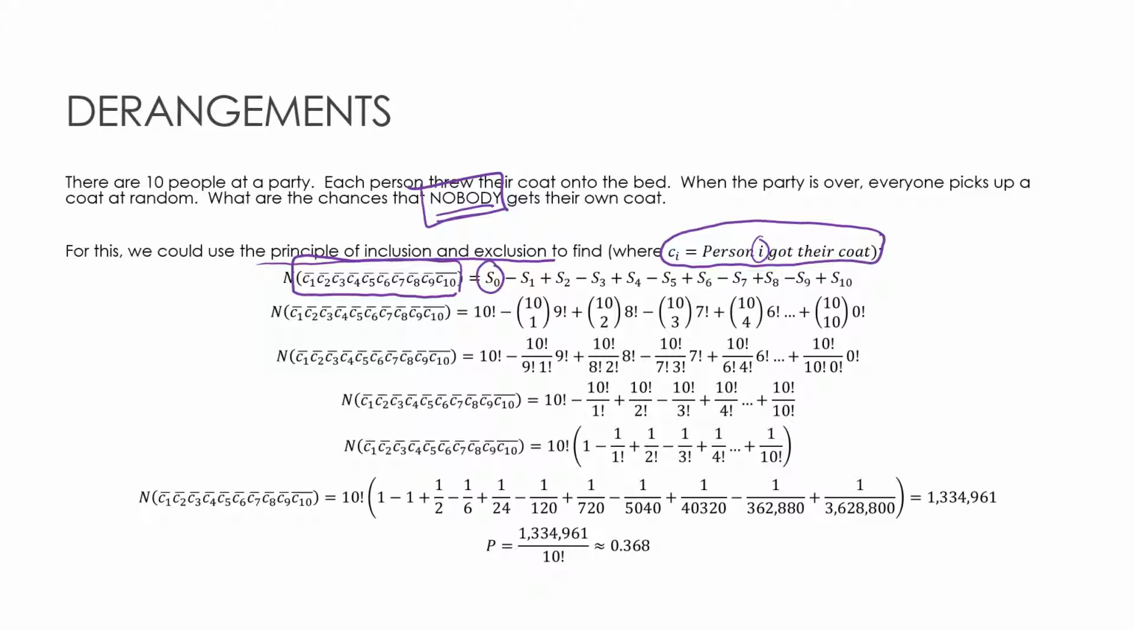So the first person has 10 codes to choose from, the second has 9, etc., all the way down to the last person who's left with whatever code is left. So there's 10 factorial total ways.